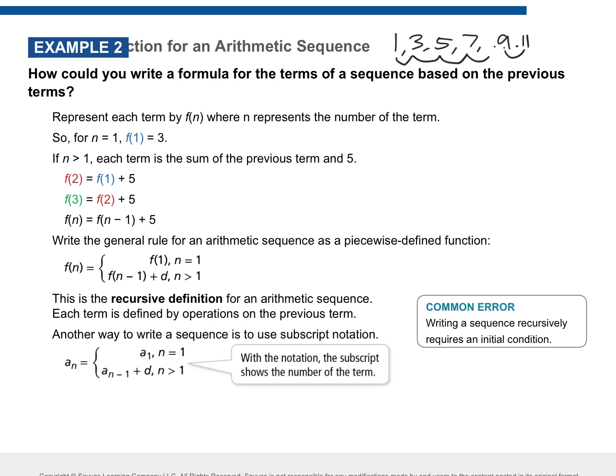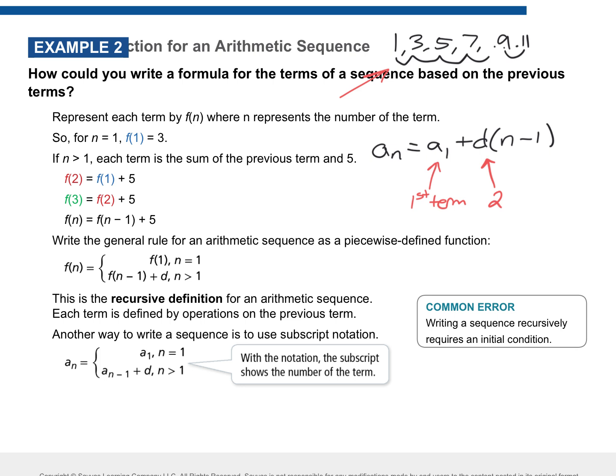Okay. Friday, we talked about explicit and recursive definitions, right? So if we wanted to know what the 100th term of the sequence was, we could use the formula to figure that out. And that formula was A_N equals A_1 plus D times N minus 1. Two most important parts are what? A_N and D, or A_1 and D. A_1 is our first term of the sequence. So what's my first term of the sequence up here? 1. And then the difference was plus 2.